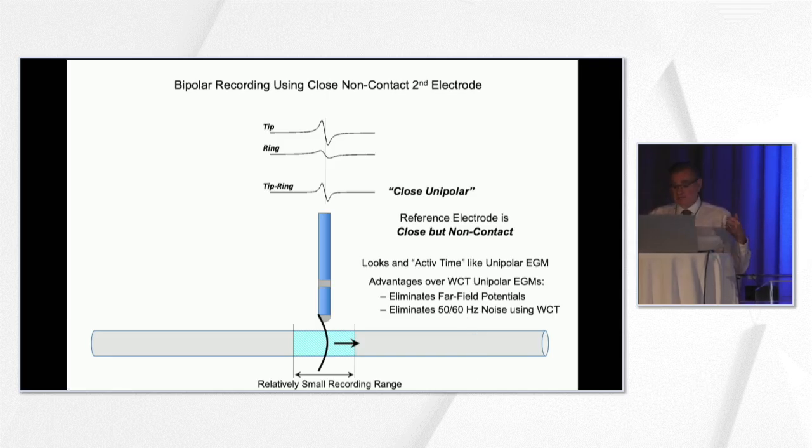Now, what I'd like to do is finish out by showing you an example of a recording that has both a close unipolar electrogram and the same electrogram recorded using the Wilson Central Terminal. And by the way, I meant to tell you that I think that using a close unipolar is a far better way to get your activation times, much, much more accurate. And you're going to have that anytime the electrode is close but not in contact.